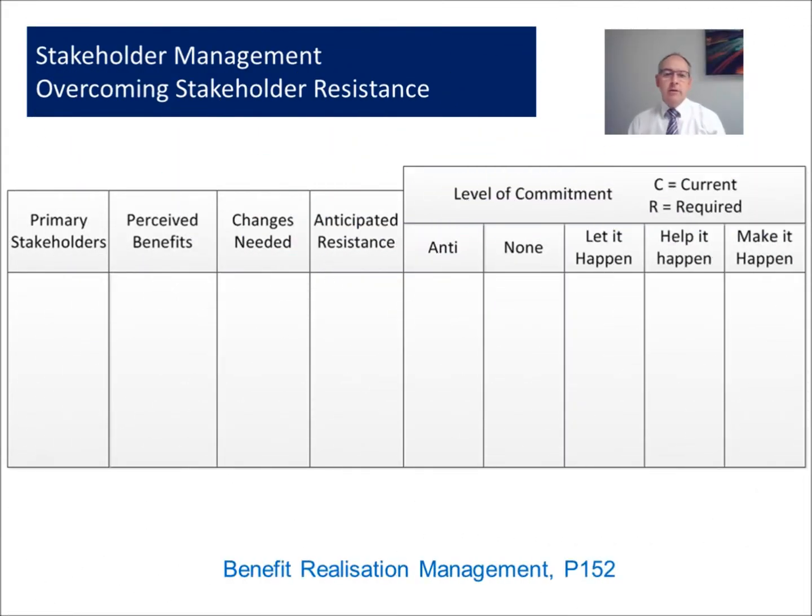The previous slide identified the theory. Let's look at a worked example. And again, I'll refer to Gerald Bradley's book, Benefit Realisation Management. So on the left-hand side, we have our senior management. And the perception is that our project will improve the organisational reputation. One of the changes needed is to amend the way we incentivise our employees. We've got to provide incentives for them to change behaviours.